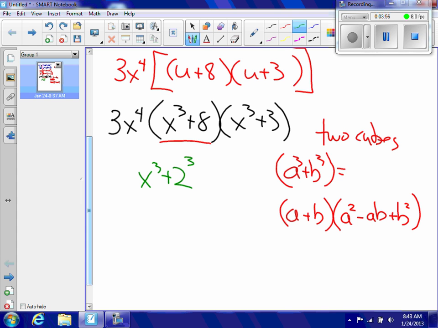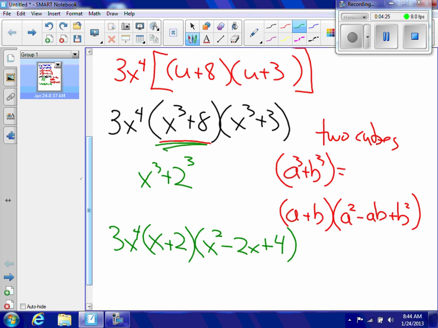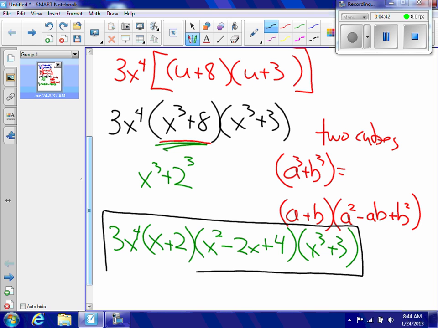So this middle part now becomes x plus 2, because my b is the 2, times a squared, my a is x, so x squared minus 2x plus b squared, which is 4. So that's what this part became. And I add back in my 3x to the 4th, and I add back in my x cubed plus 3. I can't do anything with the x cubed plus 3 because that's not a sum of perfect cubes. So this is the answer to the problem.